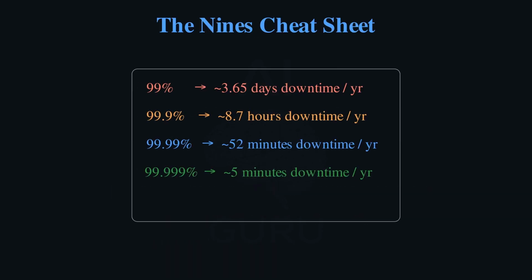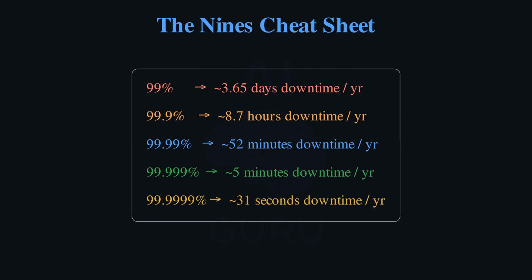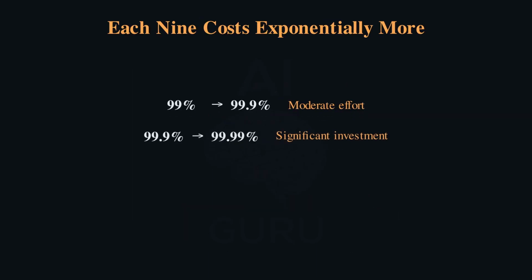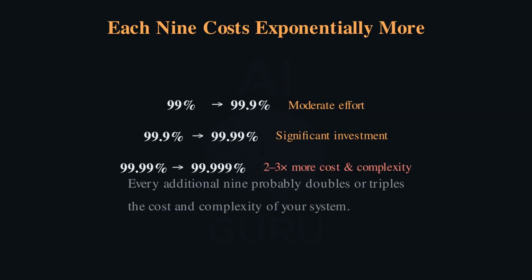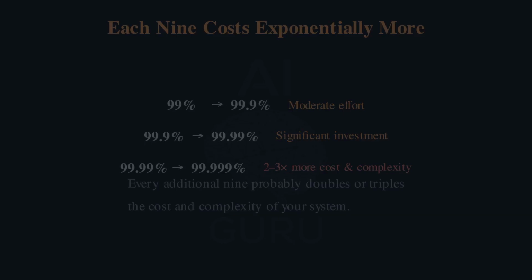It's just wild. The difference between 99% and 99.999% looks so small on paper. It's just a few decimal points. But in reality, it's the difference between a broken system and a world-class one. And it is exponentially harder to get those last few nines. Every 9 you add probably doubles or triples the cost and complexity of your system.